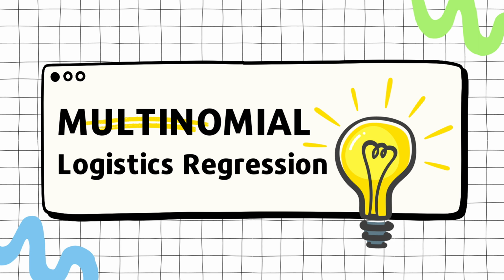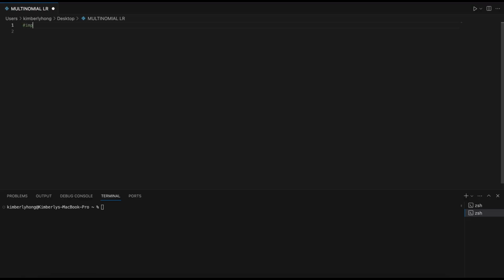Next, we'll delve into coding multinomial regression in Python. Similar to binary logistic regression, we begin by importing the necessary library, LogisticRegression, from scikit-learn, as this is used for implementing logistic regression models.